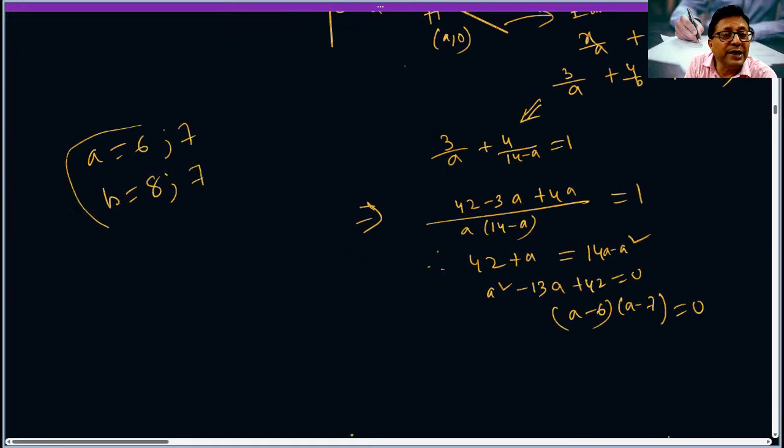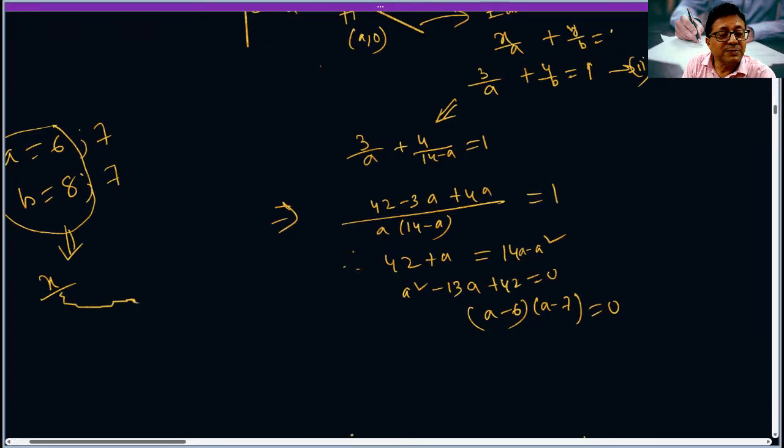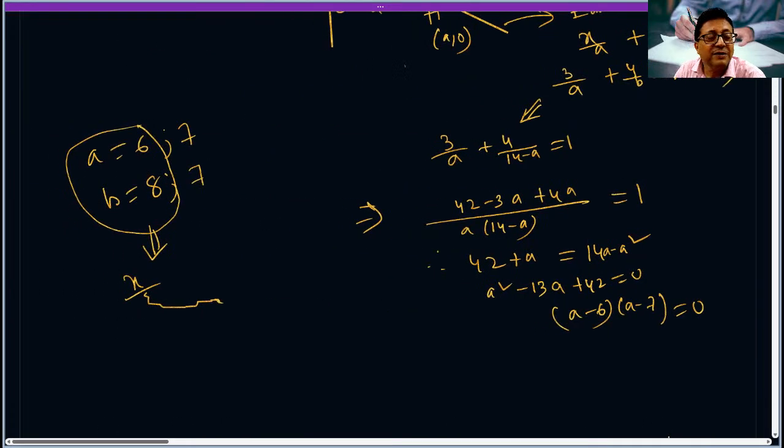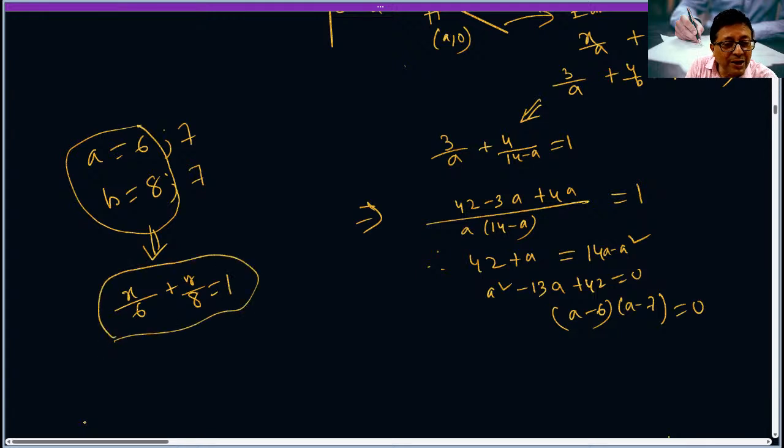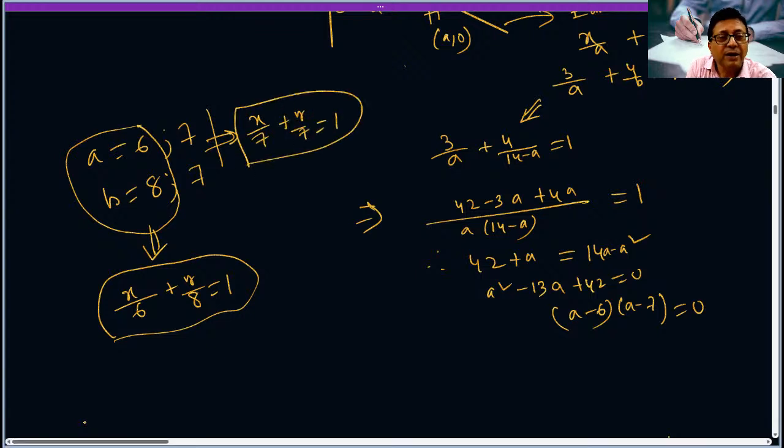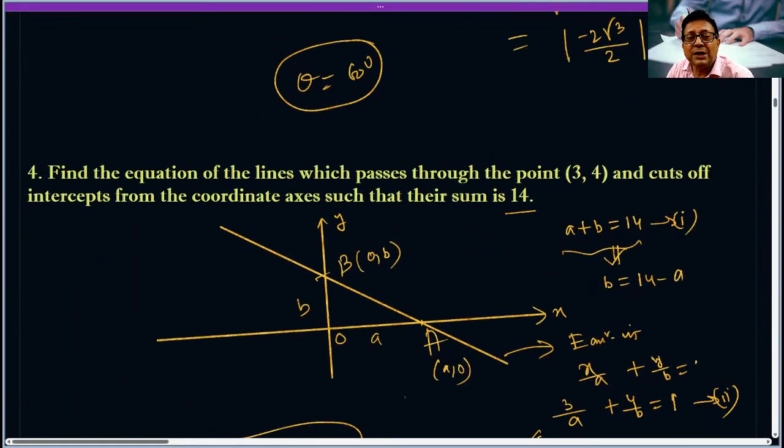In the first case, when A and B are taken this manner, the equation will be what? x by 6. Oh my god. Just a minute. So this will be x by 6 plus y by 8 equals 1, and in this case it will be, this was the question only. Find the equation of the lines.